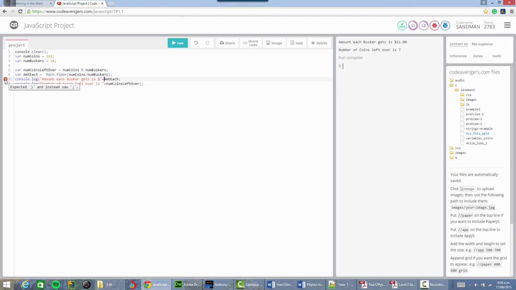Now what have I left out? I left out the finishing bracket of the console.log. Let's run that again. Right, so the amount each busker gets is $11. The number of coins left over, which we could either put in the kitty or divide up into smaller bits like 50 cents, 20 cents or 10 cents, is at the moment just 7. Alright, so there's our first one using some different kinds of division.